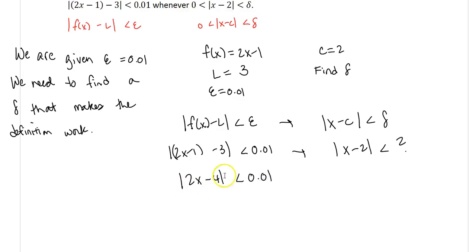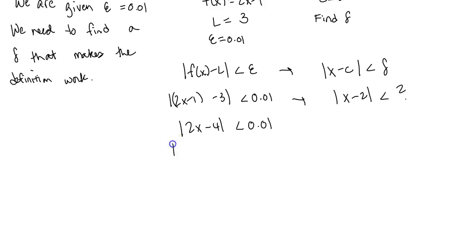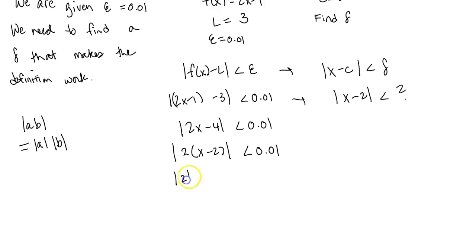And I'm going to try to extract the x minus 2 from this. The first thing I'm going to do is observe that I can factor a 2 out of 2x minus 4. Then I'm going to use the rule that says the absolute value of a times b is equal to the absolute value of a times the absolute value of b, and break that 2 out of the absolute value. So we get the absolute value of 2 times the absolute value of x minus 2, and the absolute value of 2 is just 2.